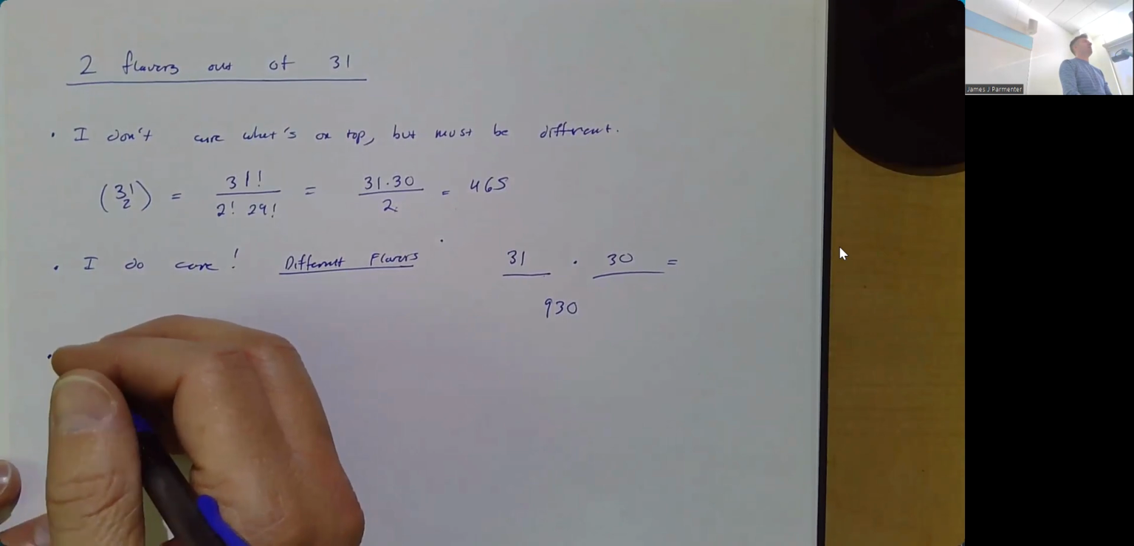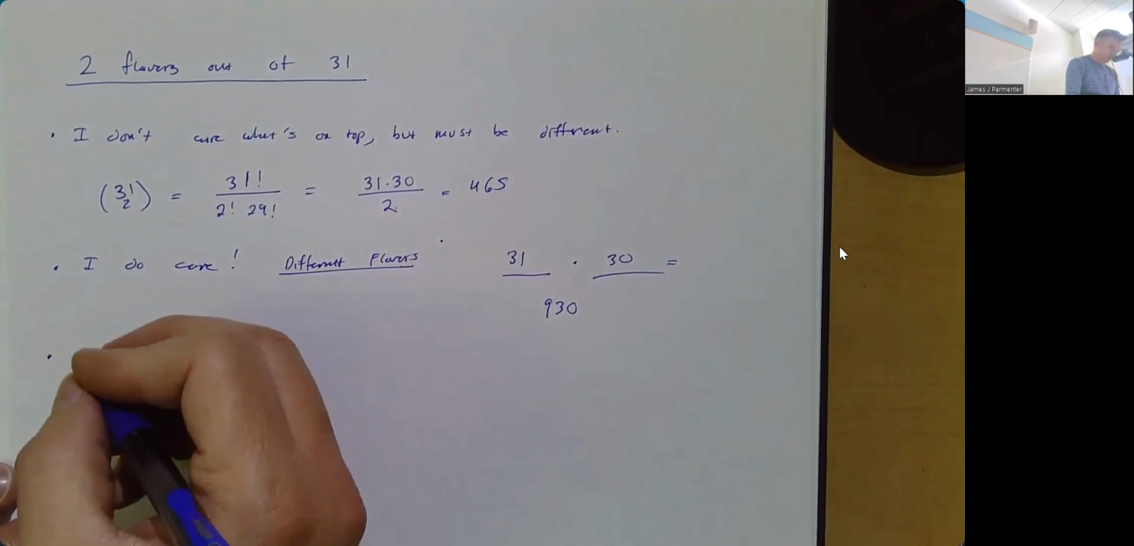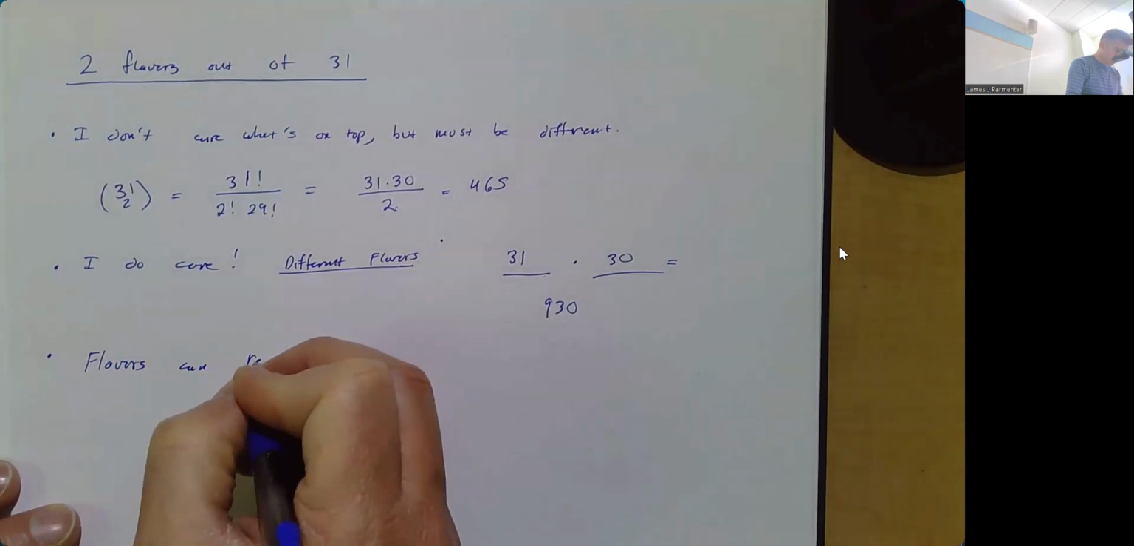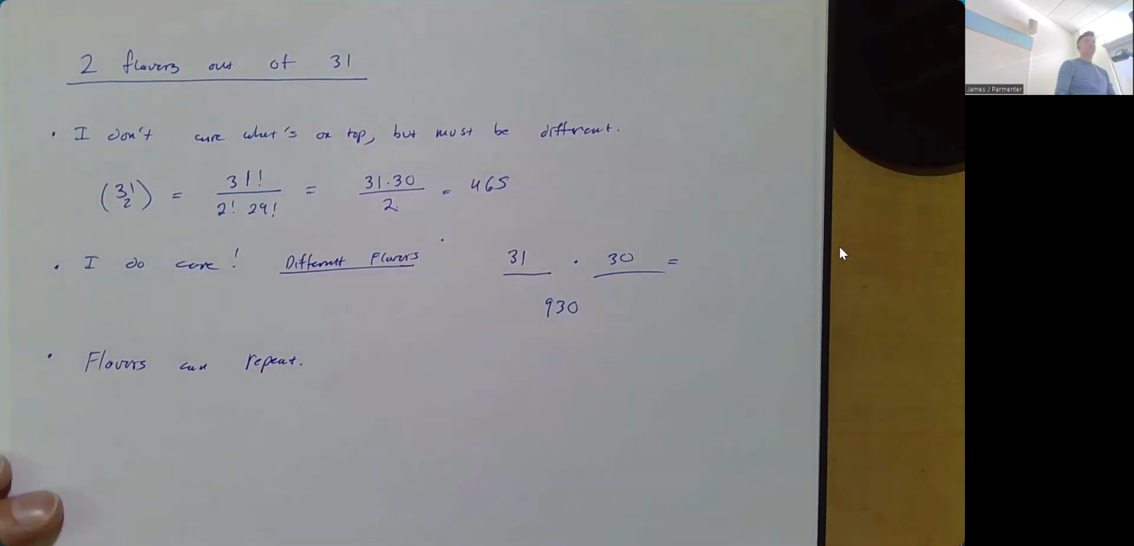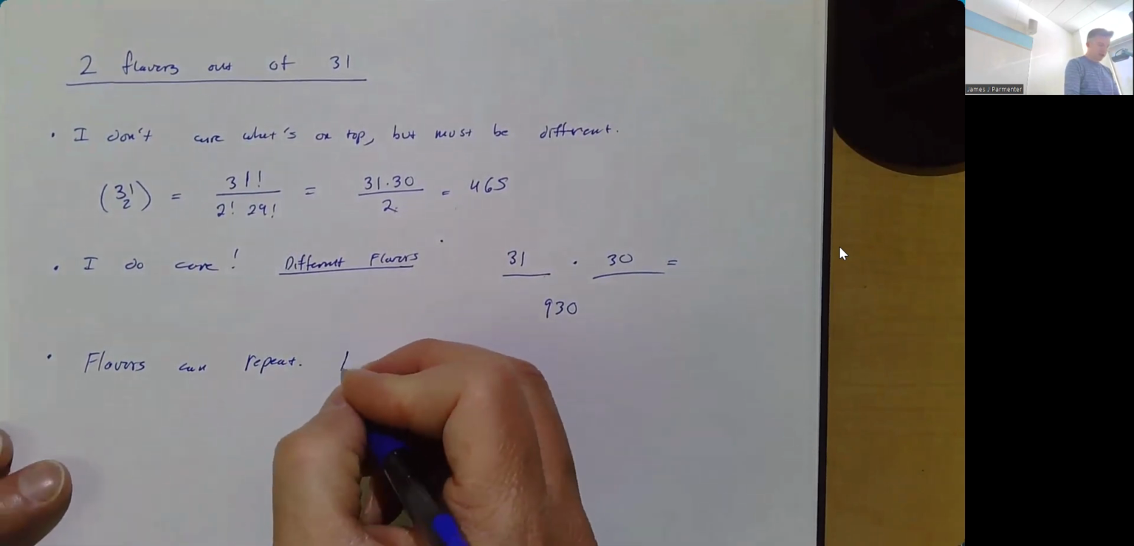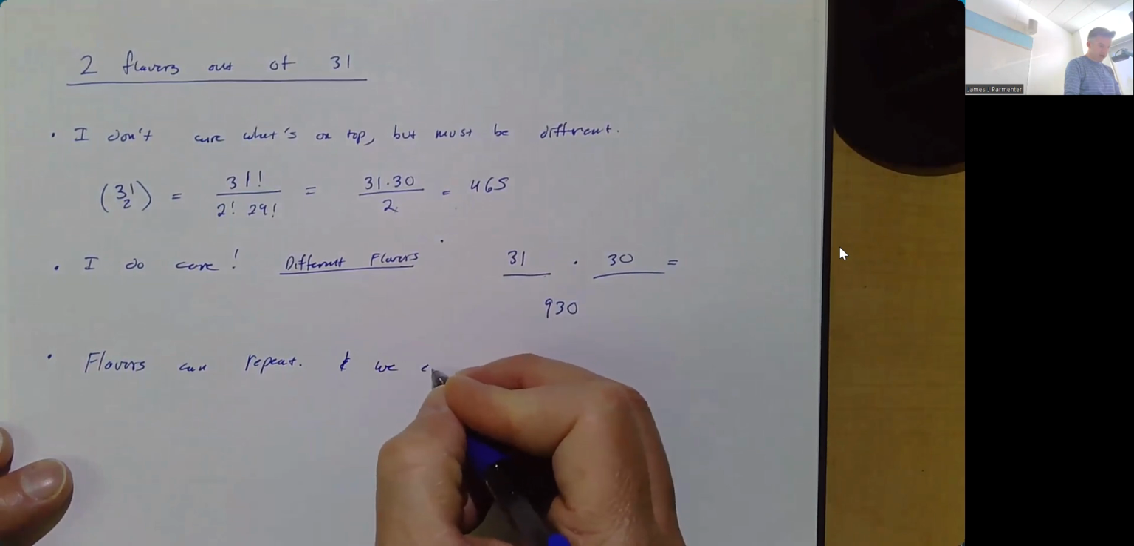Now, just to make it even more interesting, what if I decide to do something stupid and say, well, maybe I'll get the same flavor on top and the bottom? Flavors can repeat. And I think you have to care about order if you're talking about flavors repeating, because otherwise it'd be weird. So flavors can repeat, and we care what order they go in. We care which one's on top.